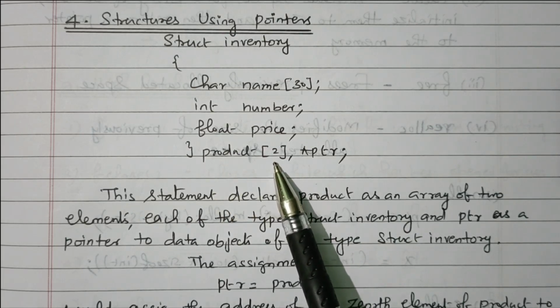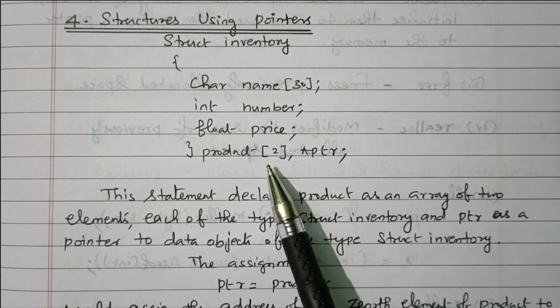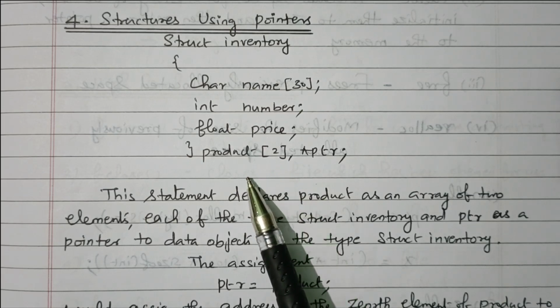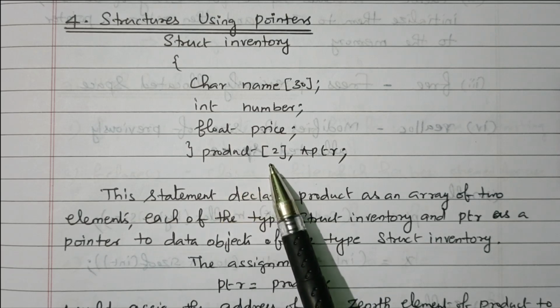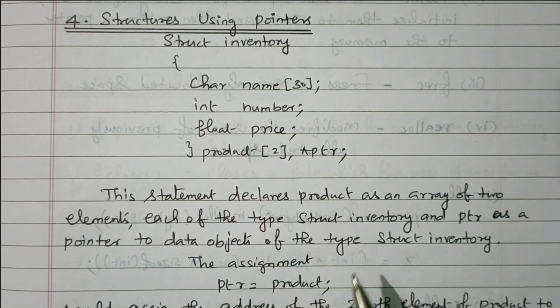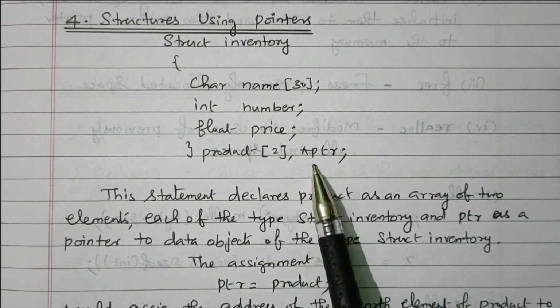So what is the advantage of array? We can declare n numbers. Here only 2 is declared. We can declare 20, 40, 50 like that, right? P1, P2, P3 would be very difficult. Similarly, we can do product of 100, meaning 100 sets of data can be stored. And ptr as a pointer to a data object of the type structure inventory. So we have declared the pointer also.